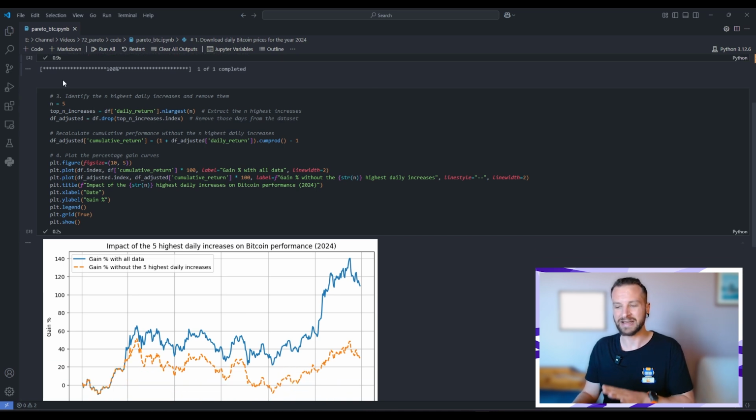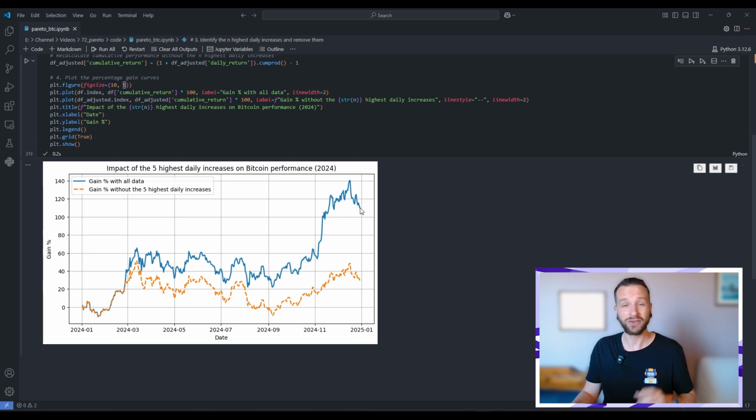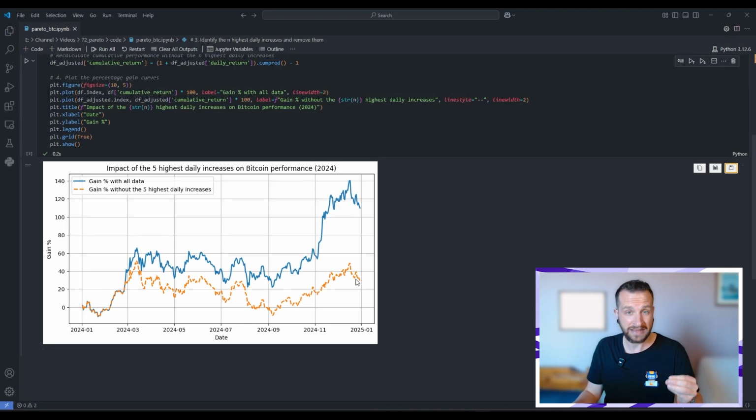Then I compare two things: the cumulative returns here in blue, the natural ones, and another one where I delete the 5 most powerful, most important days of profits of BTC. When I remove those 5 days, my cumulative returns by the end of 2024 move from about 110% down to 30%, which is quite crazy, right? I only removed the 5 top performing days in the whole year, and the cumulative returns dropped from 110 to around 30%.